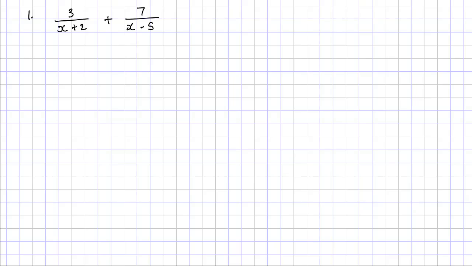This is another video on writing fractions as a single fraction. So I have 3 over x plus 2 plus 7 over x minus 5. The first thing I need to do is find a common denominator. I should use the lowest common multiple for that. The lowest common multiple of x plus 2 and x minus 5, I'm just going to write that here, LCM, is x plus 2 times x minus 5. That's going to be my lowest common multiple. So I need my denominators to be that.